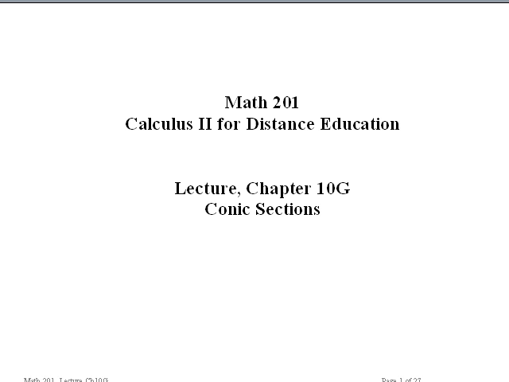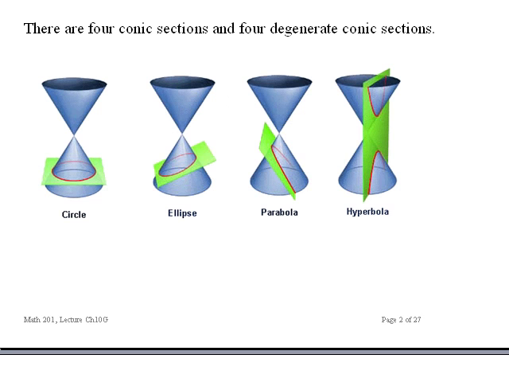This is Lecture 10G. It's an introduction to conic sections. I'm sure you've studied conic sections before in algebra and probably also in trig. For review, you have four conic sections: the circle, ellipse, parabola, and hyperbola. Along with these are degenerate conic sections.